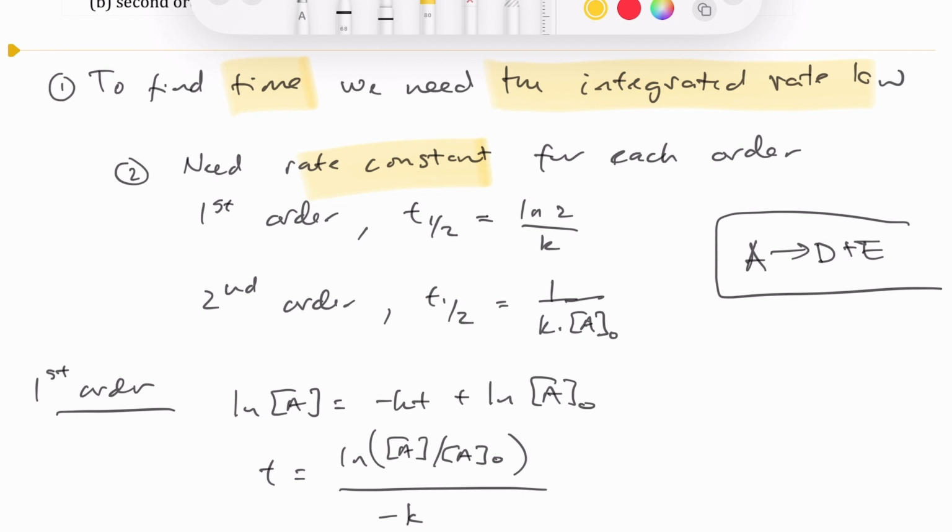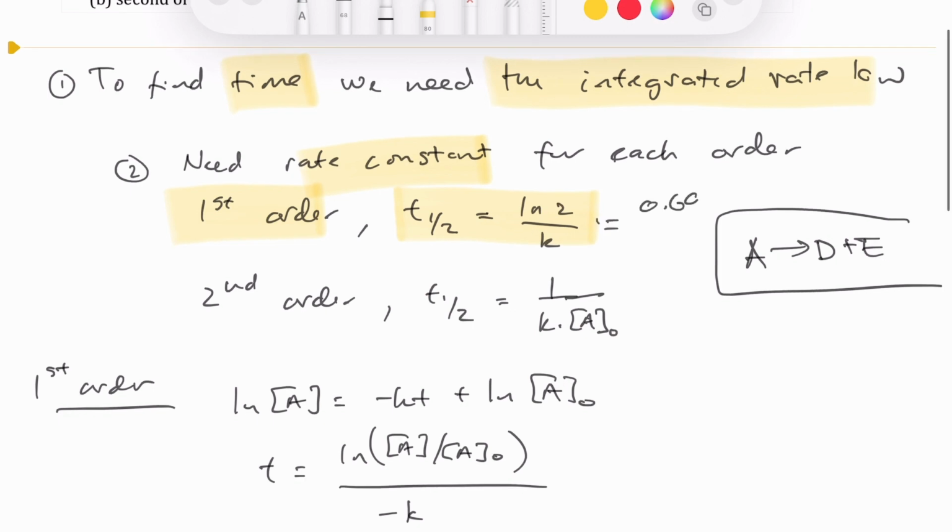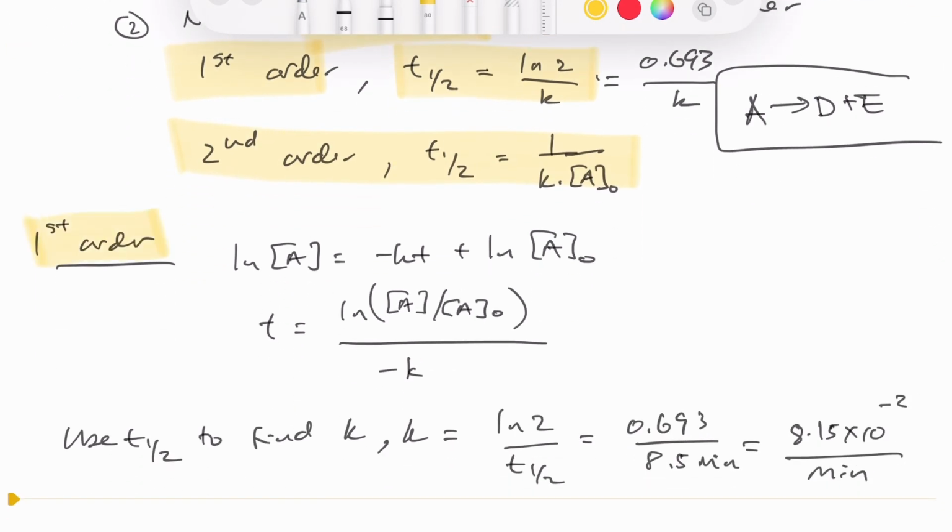And to get the rate constant, since we're told something about half-life, we could use our half-life equation. We're going to have to use the correct half-life equation. The first order one would be this one right here, which is T1/2 equals ln of 2 over k. You might have seen it earlier written as 0.693. That's the same as ln of 2. And the second order one is the one shown right here, which is T1/2 equals 1 over k times A naught. So we're going to start with our first order equation.